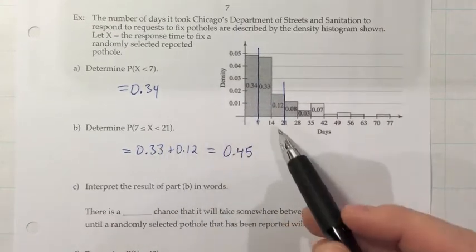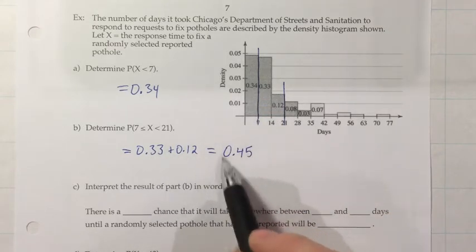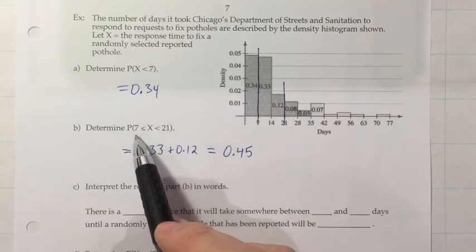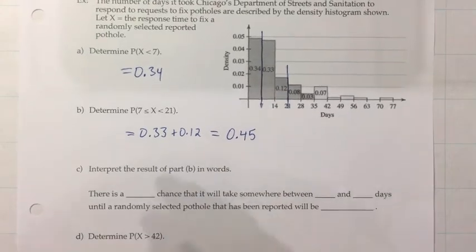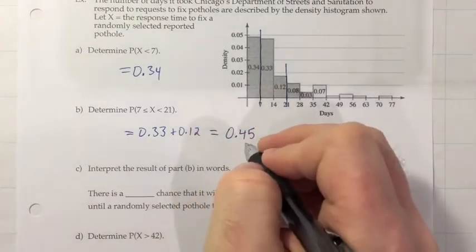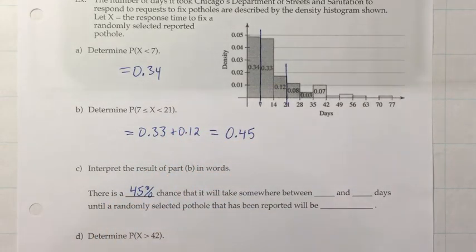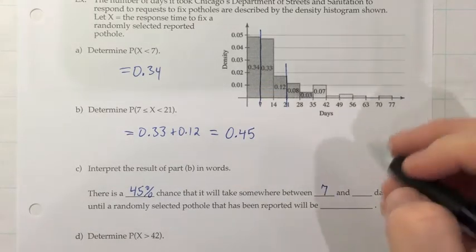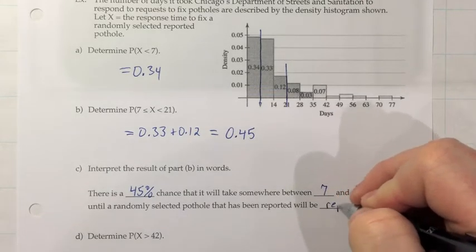If you had a pothole on your road and you called in and asked for it to be fixed, there's about a 45% chance that it would take at least 7 days, but less than 21 days. So somewhere between about a week and almost 3 weeks. So interpretation, there is a 45% chance. When we talk about probability, we generally convert it back to a percentage, that it will take somewhere between 7 and 21 days until a randomly selected pothole that has been reported will be fixed, repaired, whichever word you want to use there.